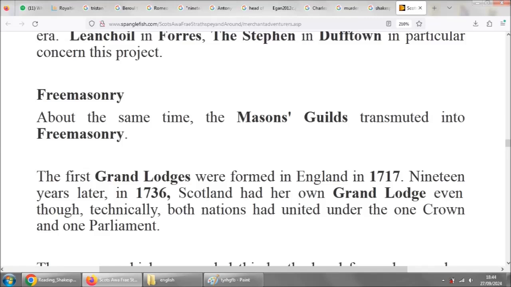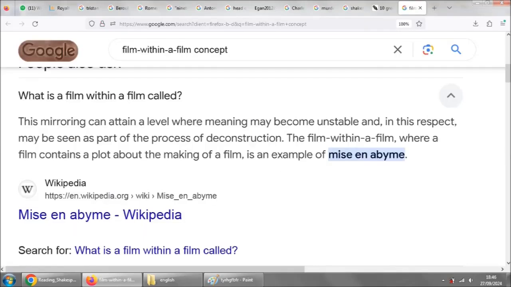It's just across all different time periods and all different authors and all different historical figures. So there is something strange about the history. Even when we check in the history of cinema, we'll see some of these things in Shakespeare's plays. But I'll give an example. There's something that they call Mise en Abîme, which is supposed to be a film within a film, where a film contains a plot about the making of a film. That is an example of a Mise en Abîme, however you pronounce it.